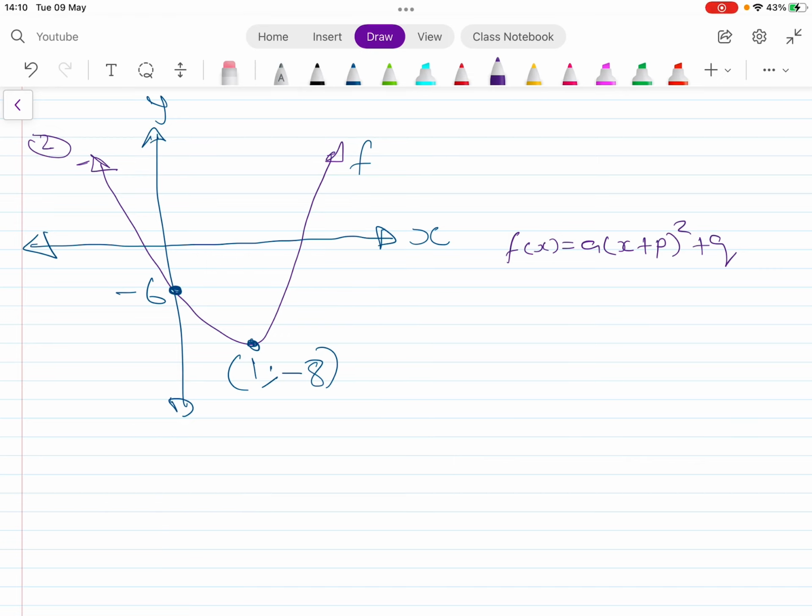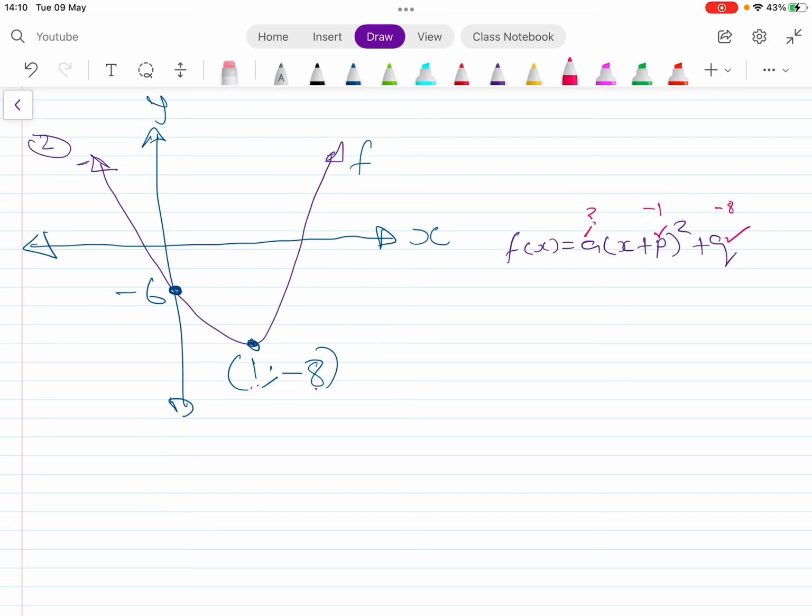Simply because when you start with this format, you know what q is, you also know what p is, which are those coordinates of the turning point. So in this case, our p is -1 since we are using a plus there, but if we were using a minus there, we would say our p is +1. Okay, and then our q is going to be -8 as it is. Okay, and now we are only concerned about getting the value of a.